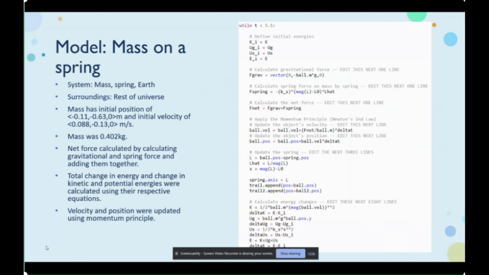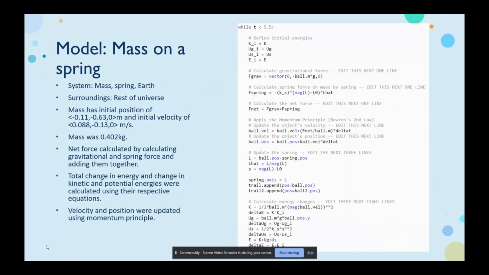The mass had an initial position of negative 0.11 meters in the x direction and negative 0.63 meters in the y direction. It had an initial velocity of 0.088 meters per second in the x direction and negative 0.13 meters per second in the y direction. It has a mass of 0.402 kilograms.